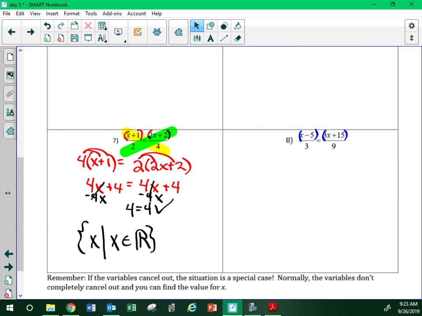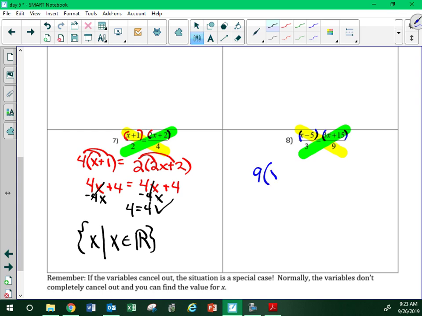Okay, so let's take a look at number 8. You guys are doing really well setting this up. So again, when I cross multiply, I have 9 times (x minus 5) equals 3 times (3x plus 3 squared). So that's my cross multiply. You guys are doing really well with that.